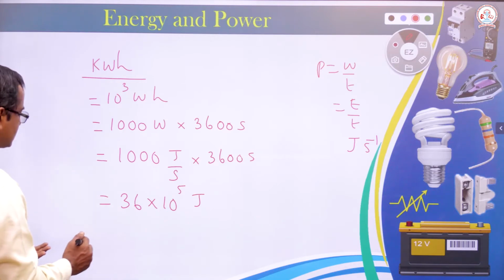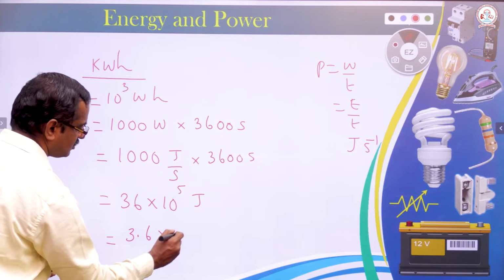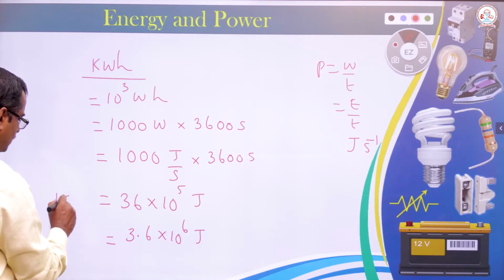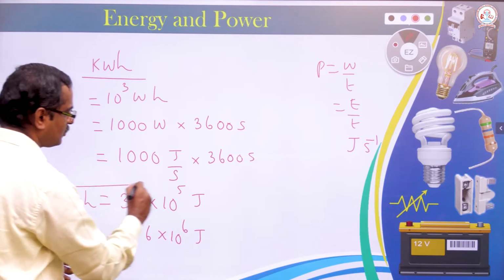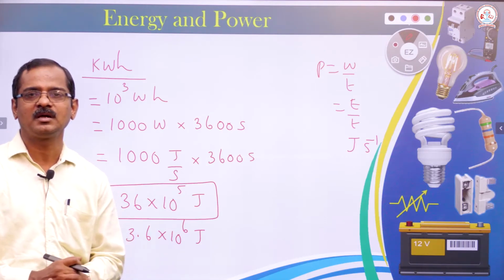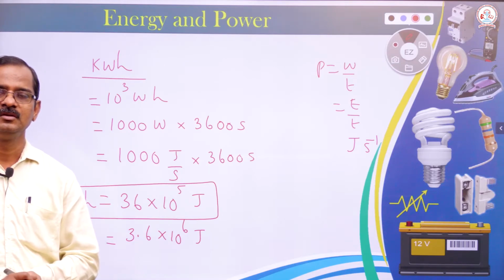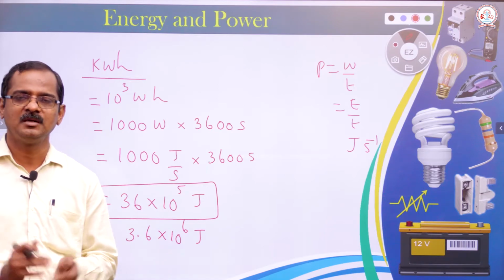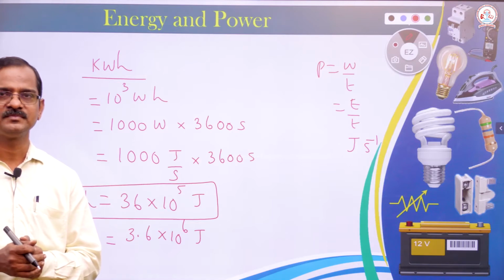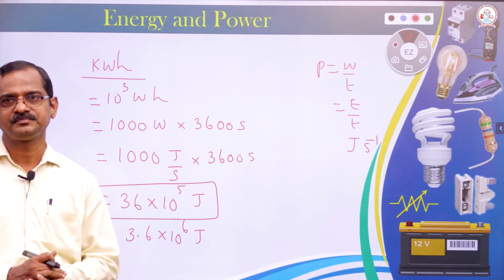1 kilowatt hour can also be written as 3.6 into 10 power 6 joule. 1 kilowatt hour equal to 36 into 10 power 5 joule of energy. Okay, 1 kilowatt hour is the commercial unit used in the electricity department. Our household power consumption is measured with kilowatt hour.